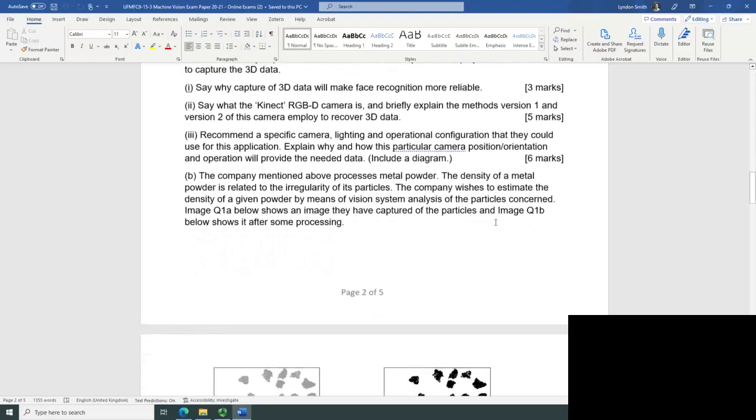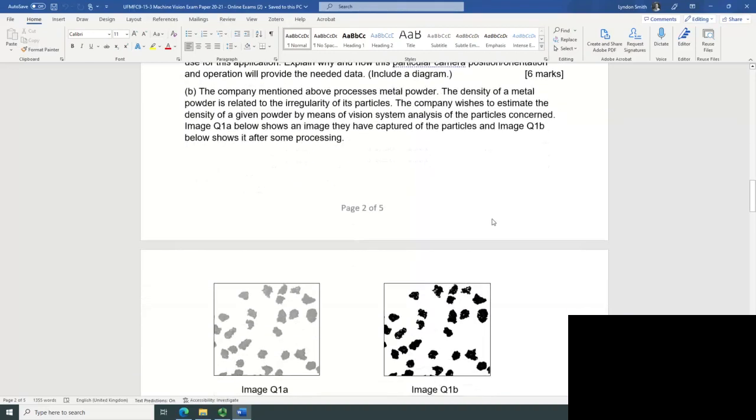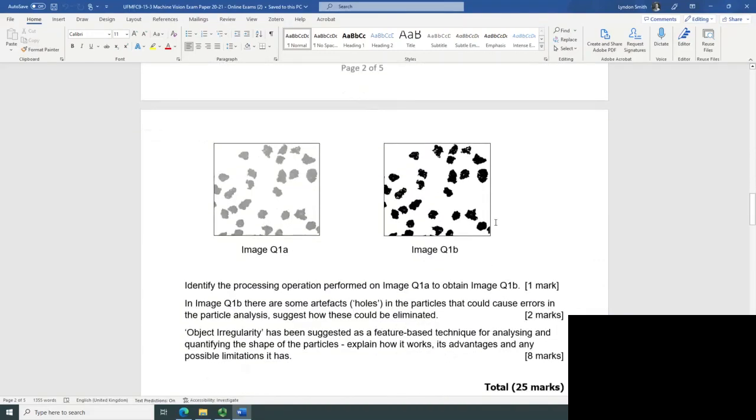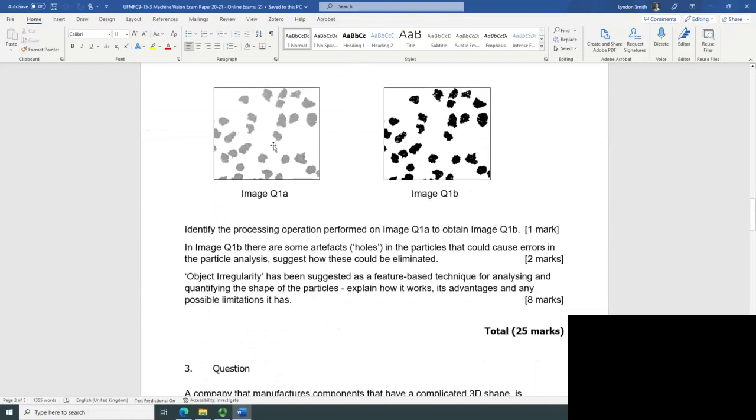And there's this bit on the end here about metal powders. Pretty straightforward. What's the operation here? Thresholding. I wouldn't ask this nowadays. Some artifacts. How could you get rid of these holes in these? You don't want these holes. You should try to work out the morphology of these particles. Let's use the fill-in holes feature. Sorry, the fill-in holes thing. But that's it.